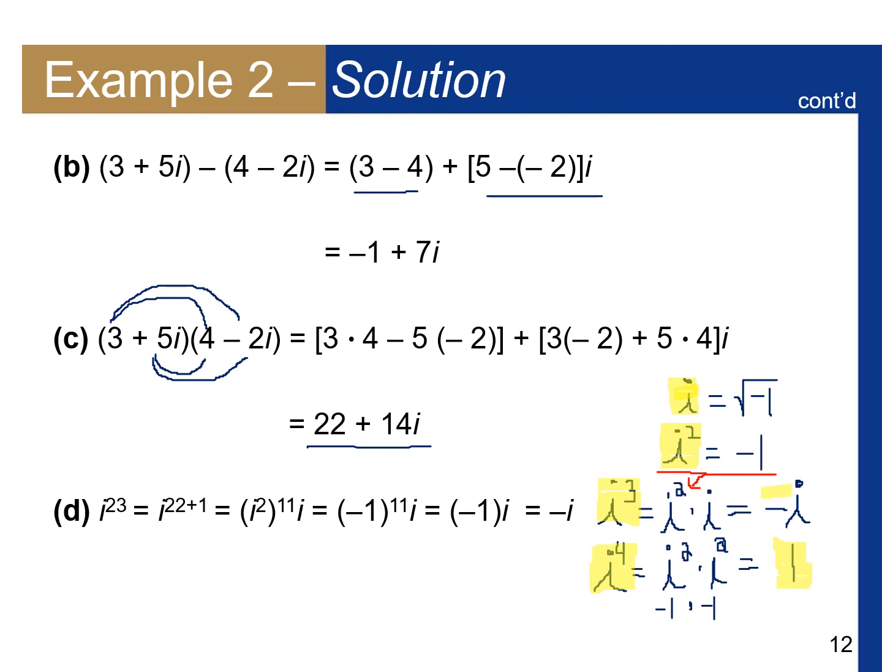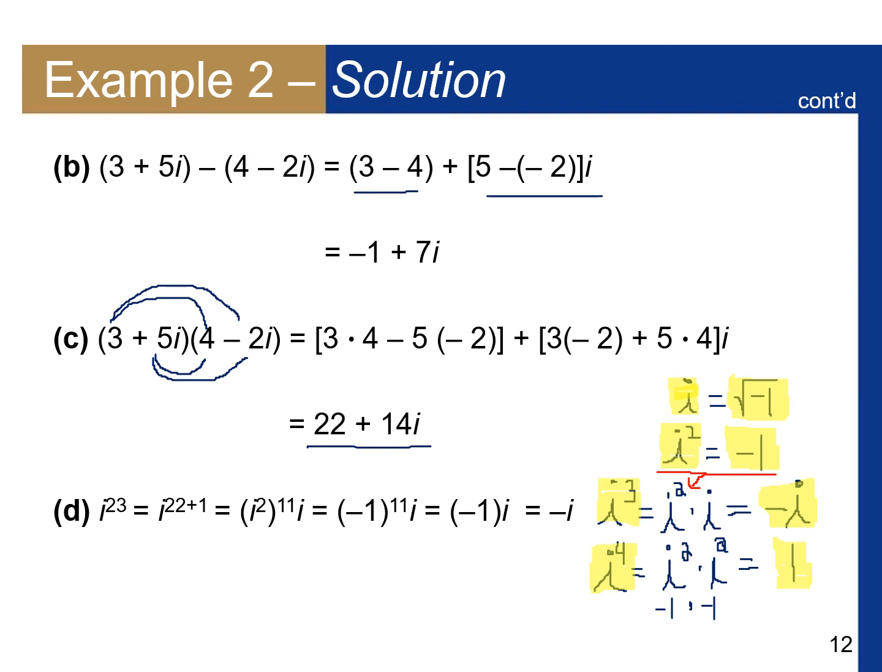Okay? So these 4 combinations are super important for you to know. i equals the square root of -1. i squared is equal to -1. i cubed is equal to -i. And i to the 4th is equal to 1.